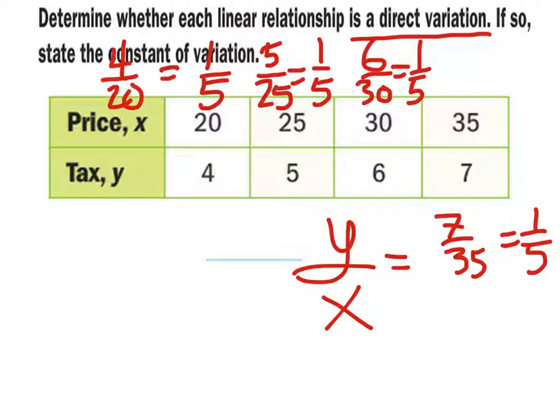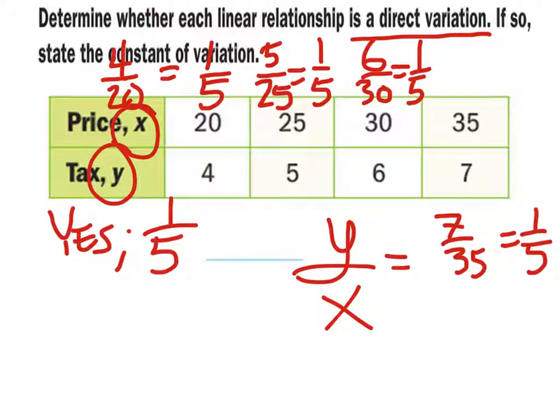So we know that this is a direct variation. Now we just need to state the constant of variation. Well, we just found it 4 times. It's 1/5, okay? Because it's the y value divided by the x value.